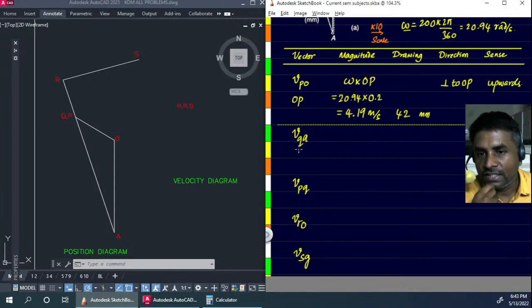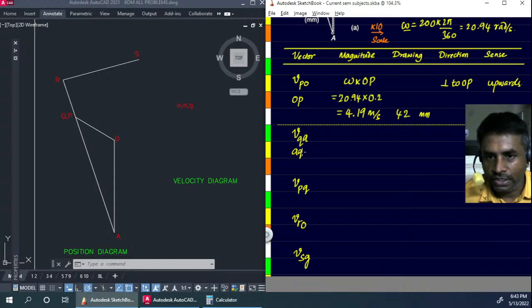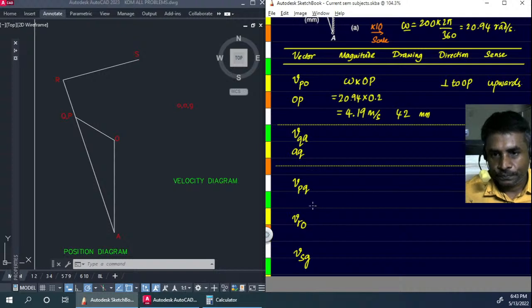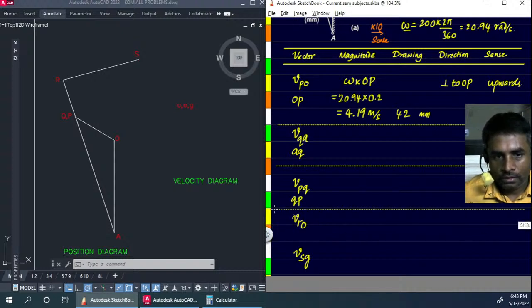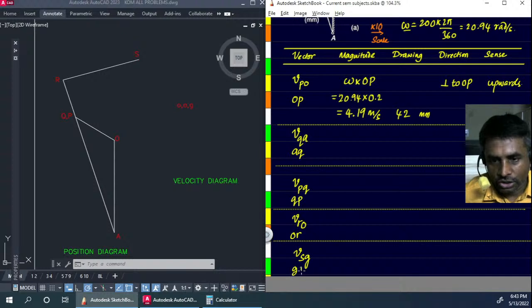So how do we represent them in the vector diagram? This is going to be a line from A to Q. This one here is going to be the line from Q to P. This one is going to be the line from O to R. And this one is going to be the line from G to S. So notice how the alphabets are actually interchanging.